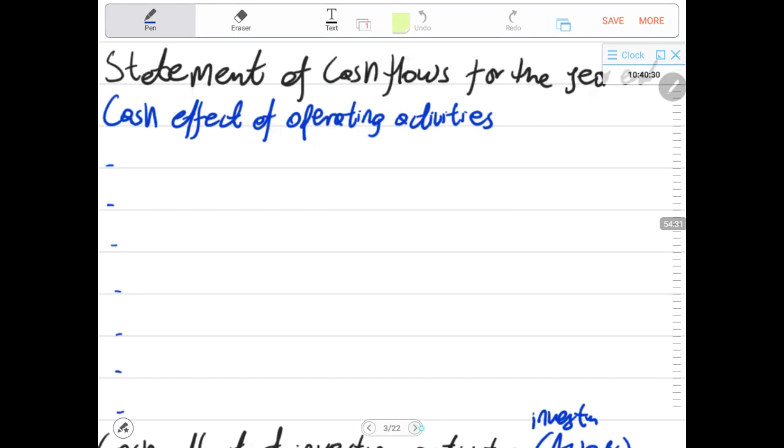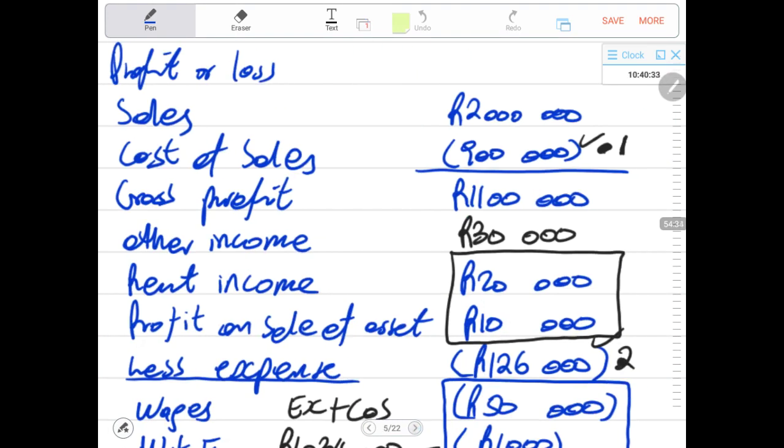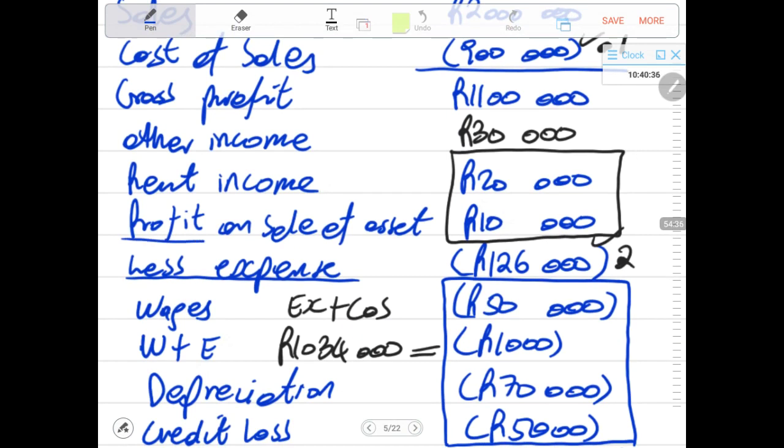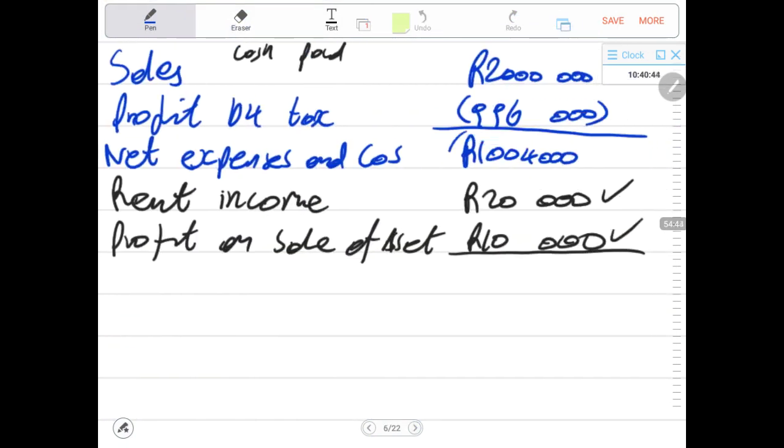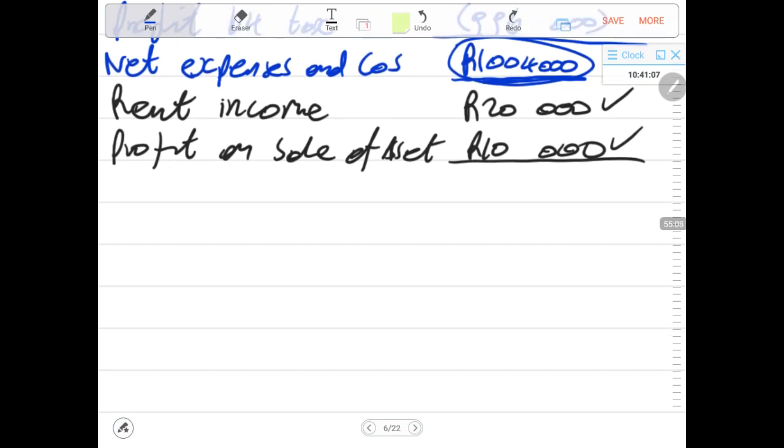Remember, let me bring you back to the first introduction. Remember, we had a profit on the sale of an asset. Remember, this 10,000 is the one that reduced our net expenses and cost of sales. And we said the reason why our net expenses and cost of sales are less is because of the 30,000, if you remember, the 30,000 of these two. Hence, I said the profit on the sale of an asset, which is seen as an income without cash flow, is reducing the expenses. Let me just bring you to the same scenario in a different approach.